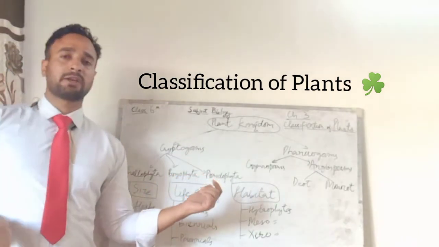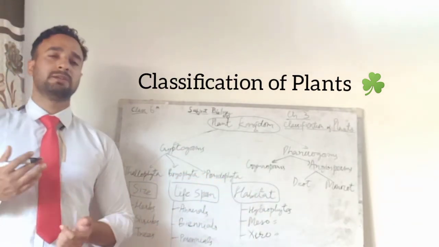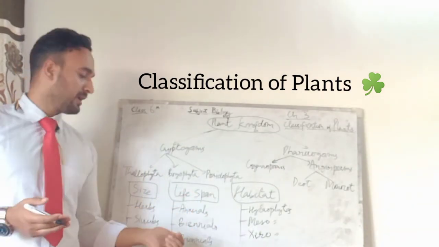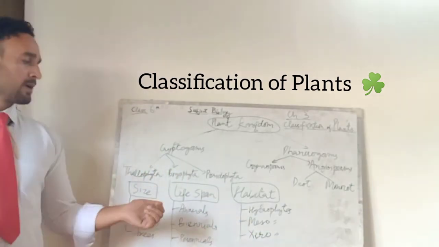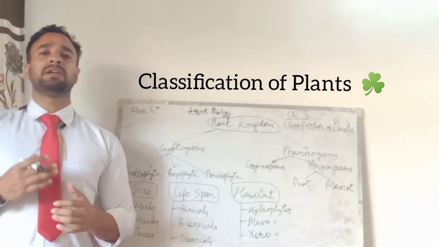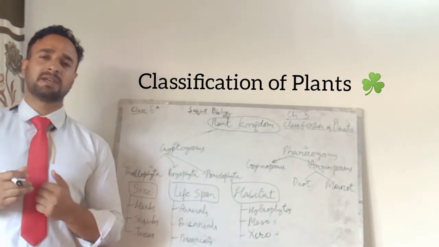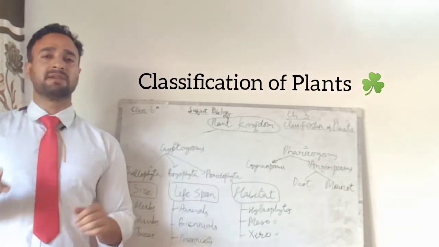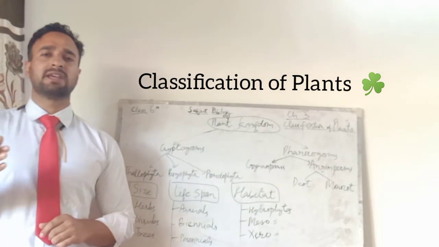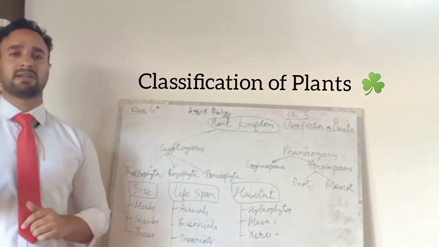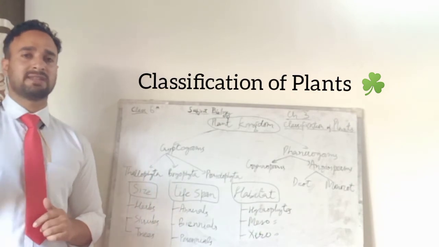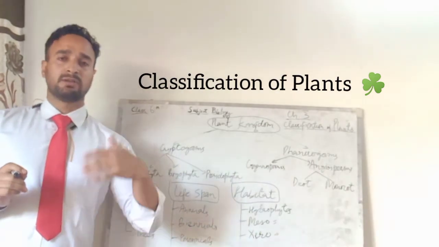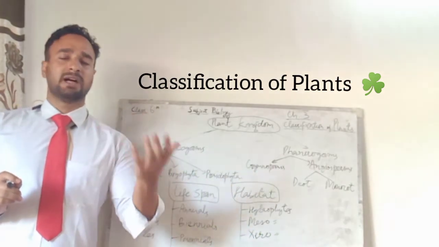Now, plants can also be categorized on the basis of their lifespan, like how many years they live. On the basis of lifespan, plants can be annuals, biennials, or perennials. What are annuals? Annuals are those plants which complete their life cycle within 1 year. They grow, produce flowers, produce seeds, and ultimately die, all in one single year. Examples are rice, wheat, maize, and grass. What is a life cycle? They grow, produce flowers, bear seeds, and ultimately die.